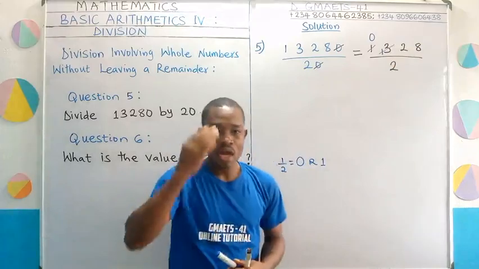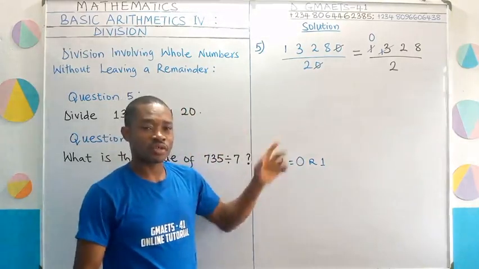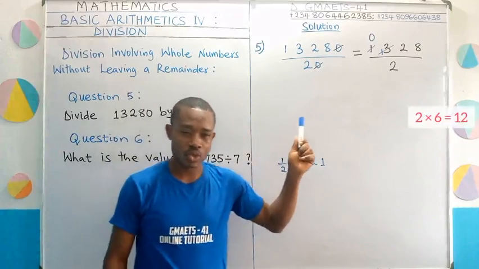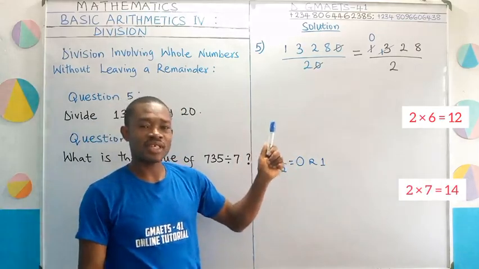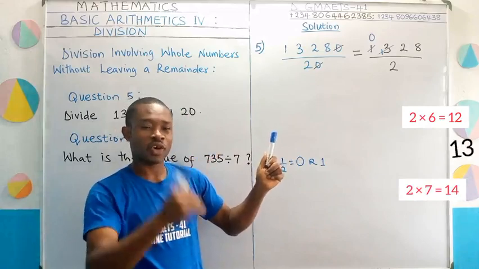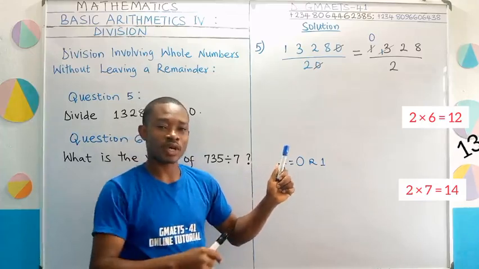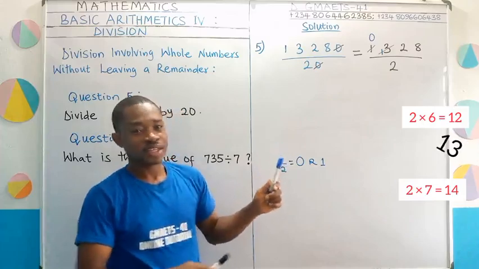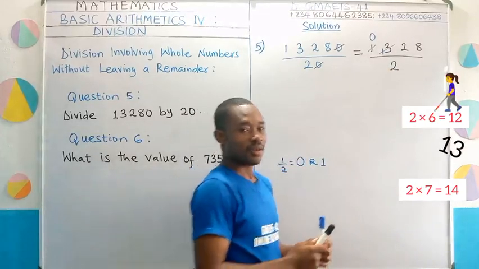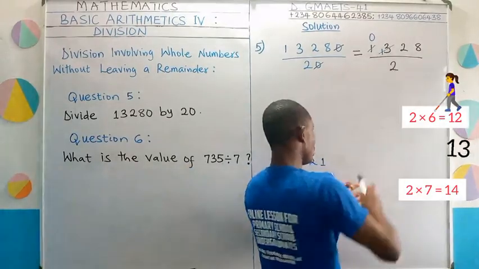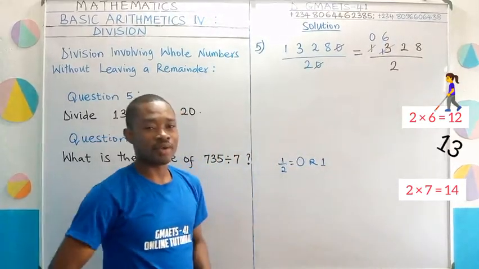13 divided by 2. I'll go to the 2 times table and ask myself, how many times can 2 divide 13? If you go to the 2 times table, 2 times 6 is 12. 2 times 7 is 14. And now you are dividing 13. 13 is between 12 and 14 in the 2 times table. So you pick the smaller one, which is 12. 2 times what gives you 12? 2 times 6. Are you following, right? So it means that 2 can divide 13 6 times. Or you can say 13 divided by 2 will go 6 times. But it is not 6 times exactly. We need to get our remainder.